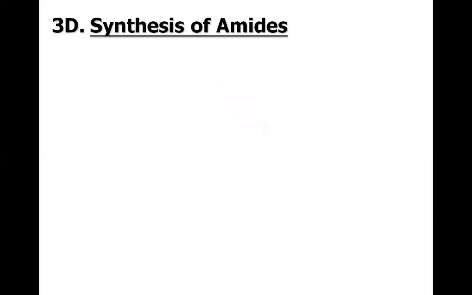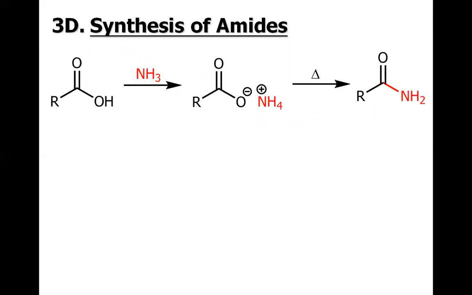Now let us discuss one more reaction of carboxylic acid that takes us to the synthesis of amides. Here you can see the reaction. The first step is the reaction of amine with the carboxylic acid to form this ammonium carboxylate salt. This occurred because ammonia is basic in nature and carboxylic acid is obviously acidic in nature. So it's an acid-base reaction and we have the salt form. And then at higher temperature, we have this amide.